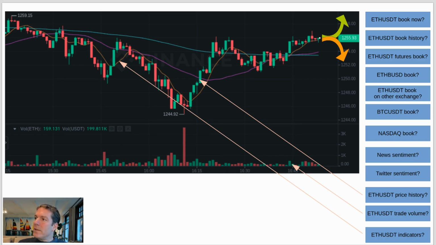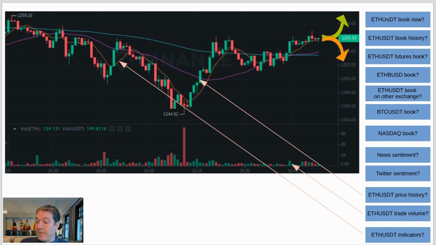And we're at this point where we're trying to decide whether the market's going to go up or the market's going to go down. So the first place we can look is at the Ethereum US dollar book as it stands right now. What's the best bid offer price? What's the depth, i.e. how many people are willing to buy or how many people are willing to sell? How much are they willing to buy and sell?